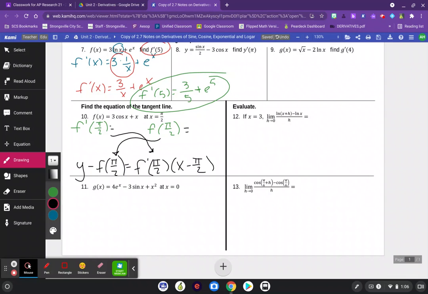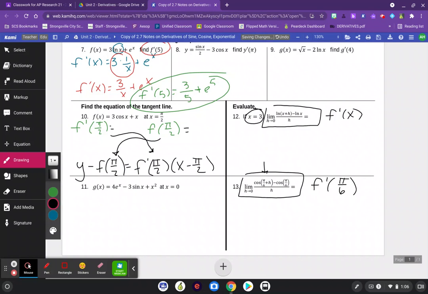And 12 and 13, we've talked about this. We talked about the fact that this indicates that you are finding f prime of x, and it's asking you to do specifically when x is 3. This says I'm going to find f prime of x, and it looks like I'm doing that specifically when the a value is pi over 6. And so that is your job, okay, is to pick out the function, find the derivative, and evaluate at the specific a value.